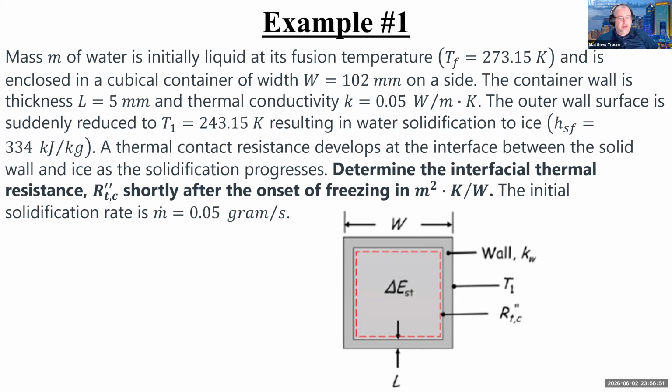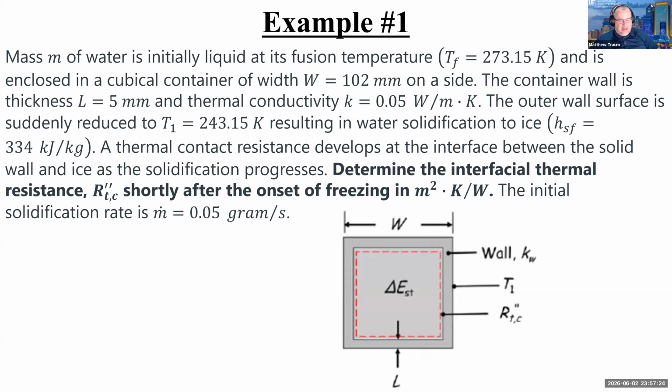Okay, so suddenly this wall is reduced to 243 Kelvin, resulting in water solidification to ice. And we're given the h_sf value, right? So this is the latent heat of solidification for water, 333 kilojoules per kilogram. And then we're told that a thermal contact resistance develops at the interface between the solid wall and the ice as the solidification progresses, right?